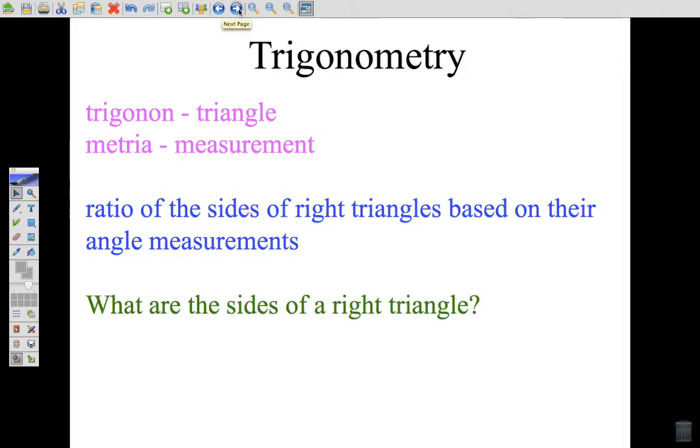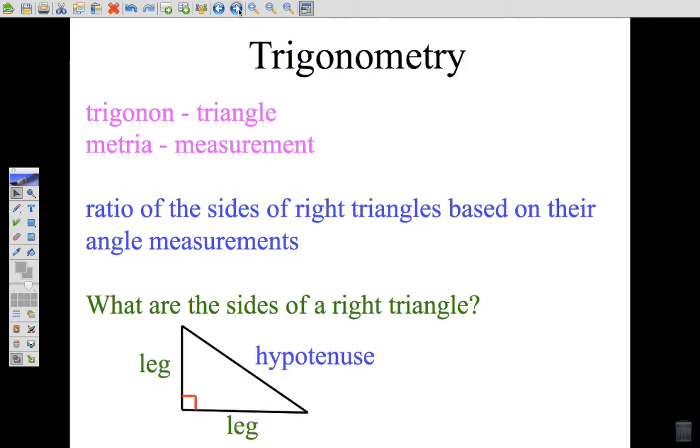But what are the sides of a right triangle called? I'm sure you remember from previous courses that you have two legs and a hypotenuse. But with trigonometry, we can't call the two legs the same thing because we need to recognize that they are different in relationship to the angle that you're looking at.